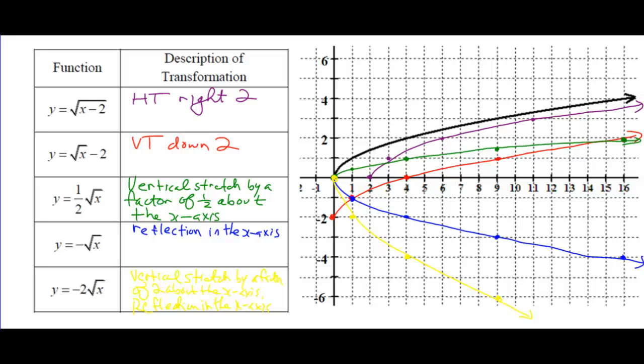So remember with translations, right? Which way, how much? Okay, HT right 2. You can't just say HT 2. Makes no sense, right? And don't go and say HT negative 2. I don't like that. No, we don't do that, right? We say it's this, this, this. It's horizontal translation. And you can go right 2 or 2 right.